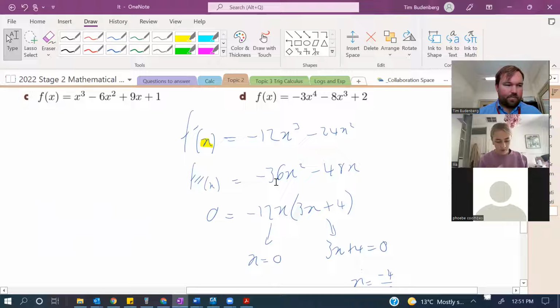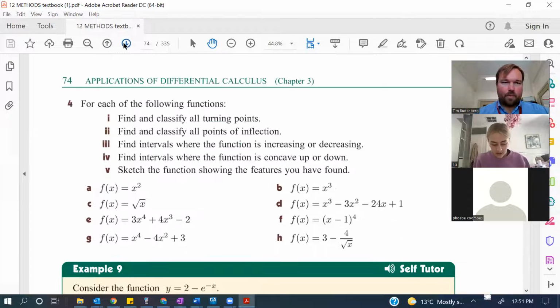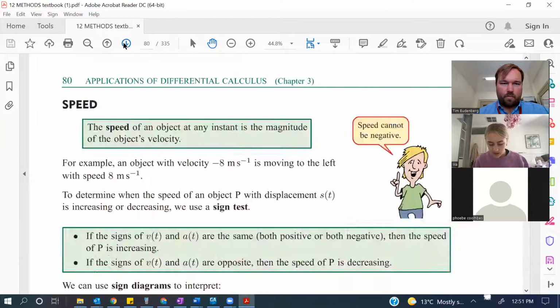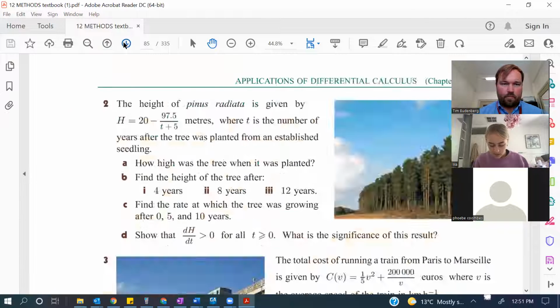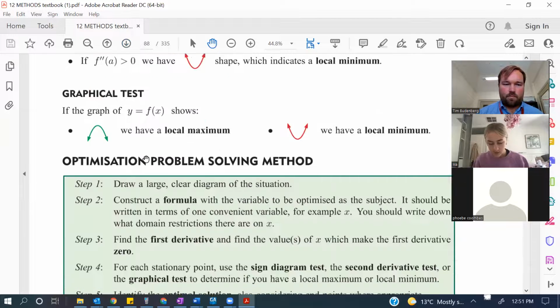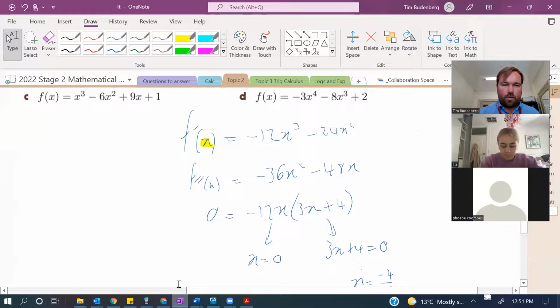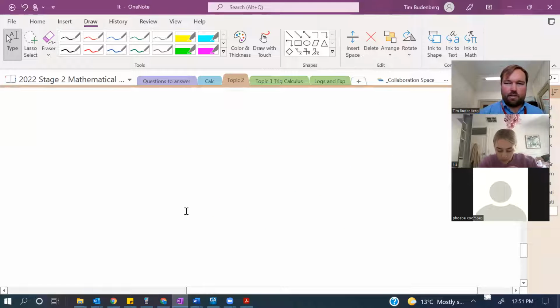Sorry, I'm just trying to find where I got up to. Oh, with 3G, question 3C, I got all the way up to doing the derivative and then making it equal to 0, but then I didn't know how to find what x was from there. All right, so 3C. Cool. What was your derivative? Just to save me doing it.